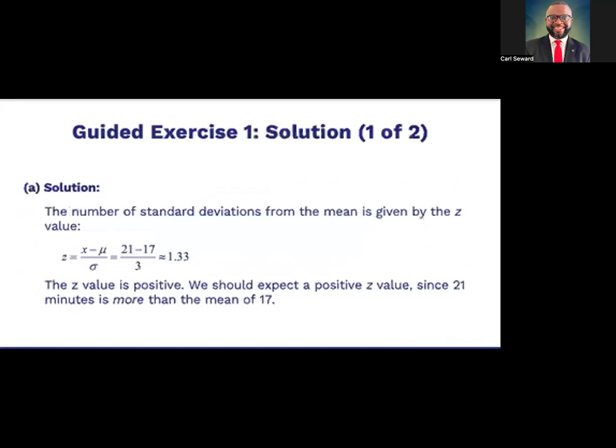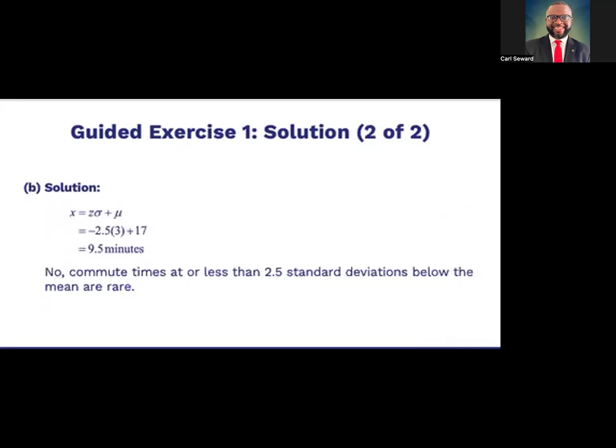So if I look at this, I'm turning that 21 minutes into a z-score. I know that the mean value is 17 and the standard deviation is 3. You'll notice that your z-value is positive 1.33, and we should expect a positive value since 21 minutes is more than 17, right? So that means my z-values are positive. That's above the mean. So as soon as I said Ezra was walking 21 minutes when the average is about 17, oh yeah, I better get a positive number.